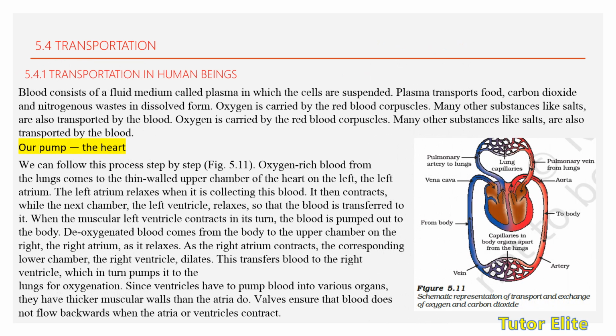Next comes transportation. Transportation in human beings. Blood consists of a fluid medium called plasma, in which the cells are suspended. Plasma transports food, carbon dioxide, and nitrogenous waste in dissolved form. Oxygen is carried by the RBC. Many other substances like salts are also transported by the blood.